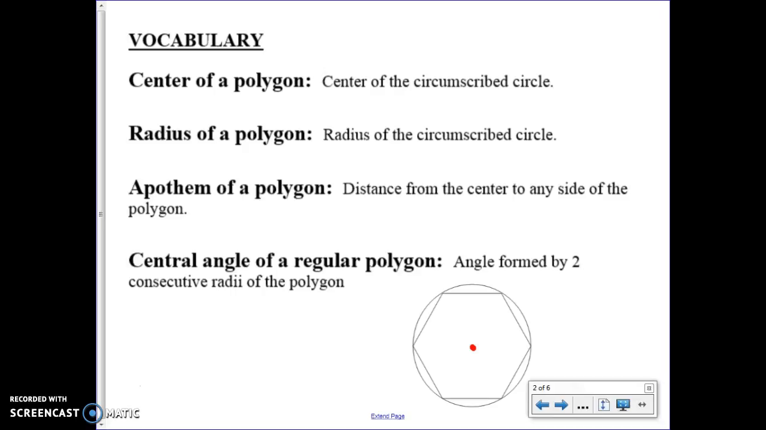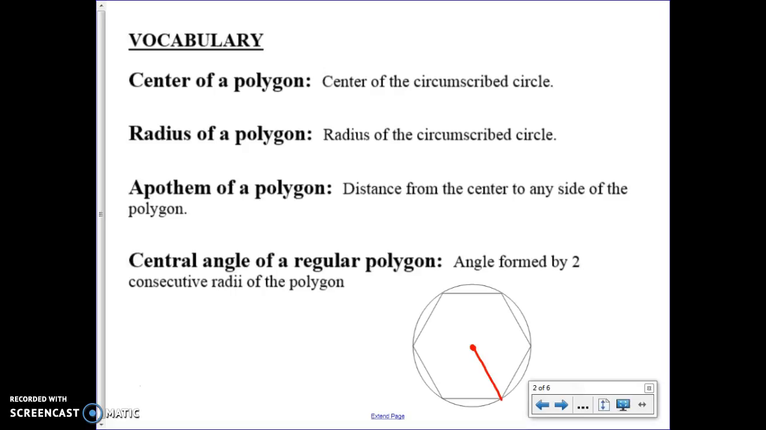The radius of a polygon is the radius of the circumscribed circle. So going from the center out to the edge of the circle. Notice I chose to go to one of those vertex points. That's going to help us.